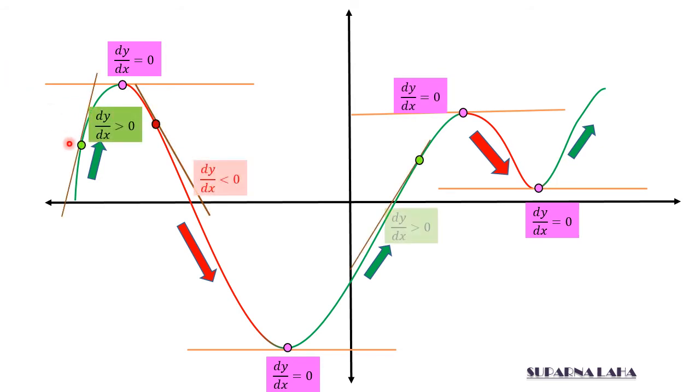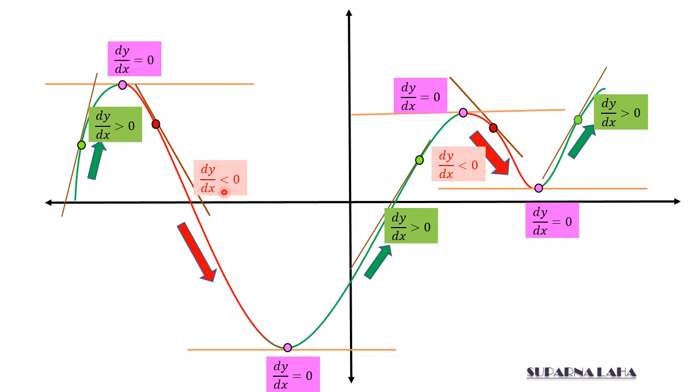Now take any point in these intervals. For the first interval, dy/dx is greater than 0 since this angle is less than 90 degrees. For this point, dy/dx is less than 0 since this angle is greater than 90 degrees. So for all the parts we can check the nature of the function, or we can say we can check the nature of dy/dx, whether it is greater than 0 or less than 0.